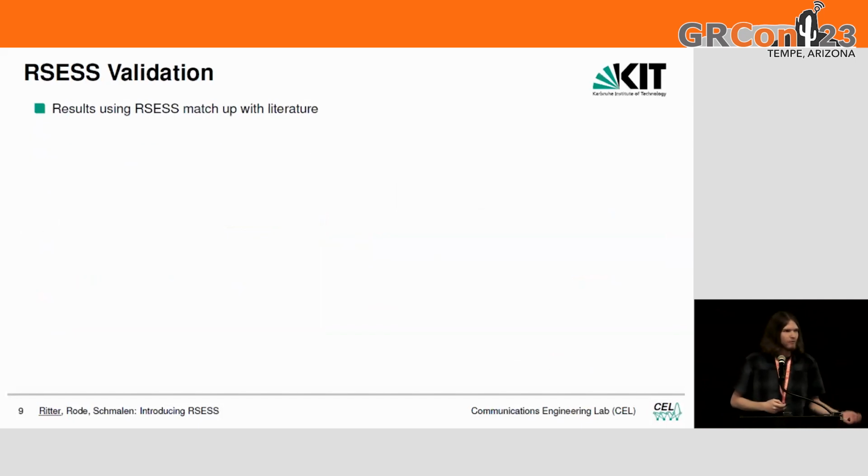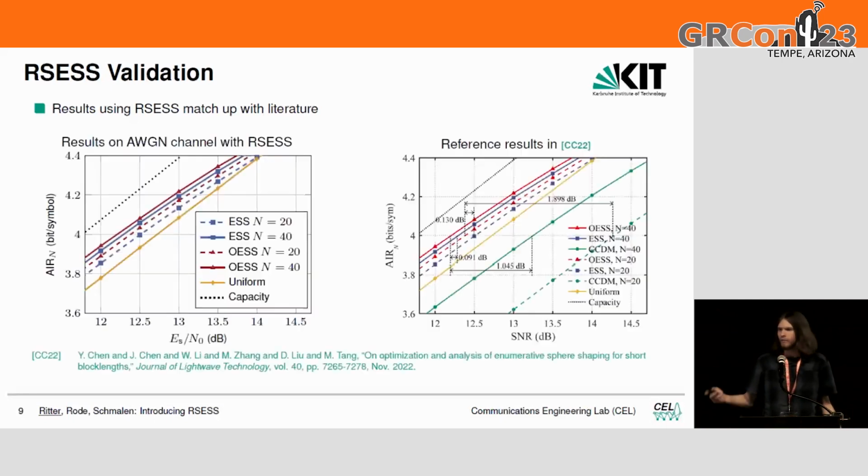So this wouldn't be very useful if we couldn't do some real simulations with it, which of course we also did. We could even reproduce some results from literature. On the right-hand side, you can see a plot in the paper from Chen I mentioned earlier that published optimum ESS for the very short block lengths. It has SNR on the x-axis and the achievable information rate, so how much information we could theoretically achieve, on the y-axis. And the most important part of these plots, why I'm showing them, is because our results are exactly the same as Chen's results. And this means that our implementation works as expected, which is very good if you're publishing a library.